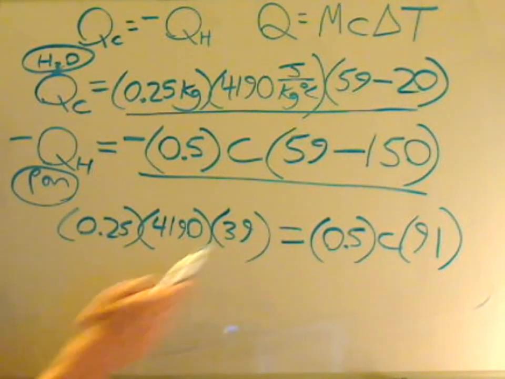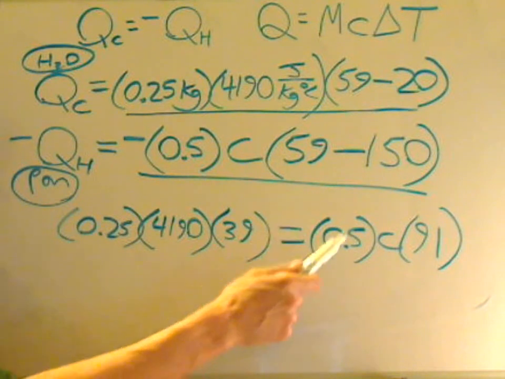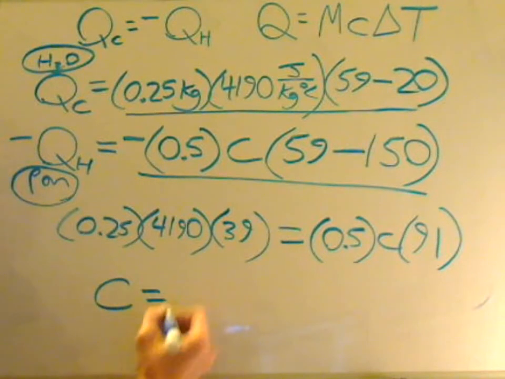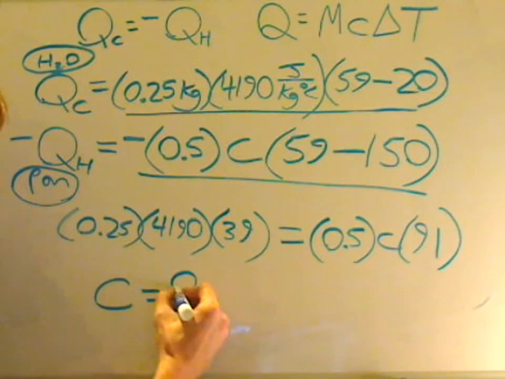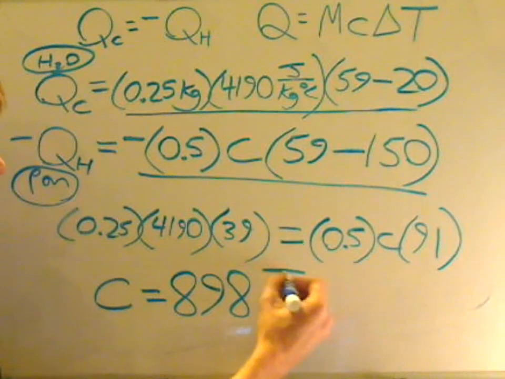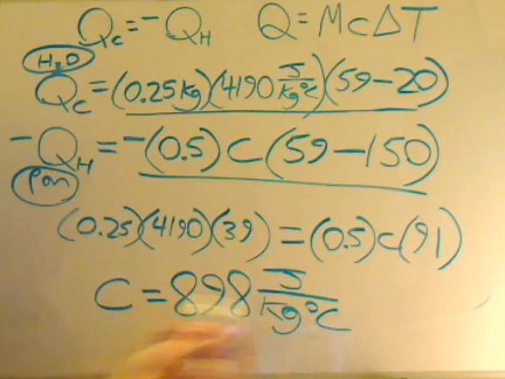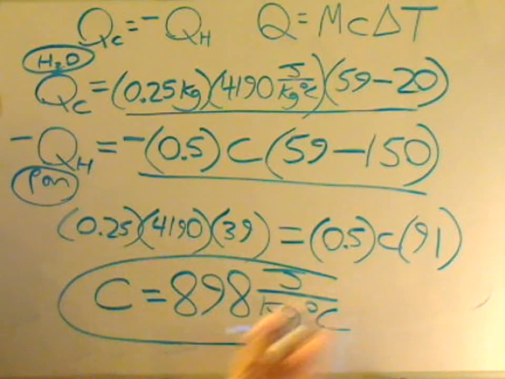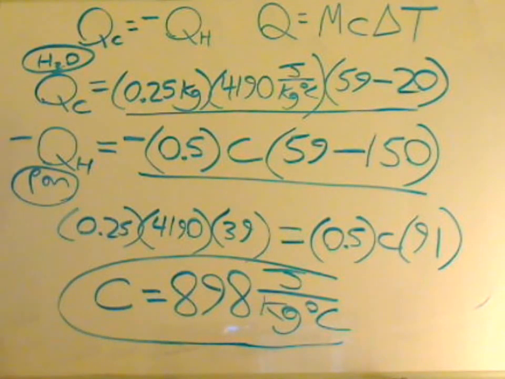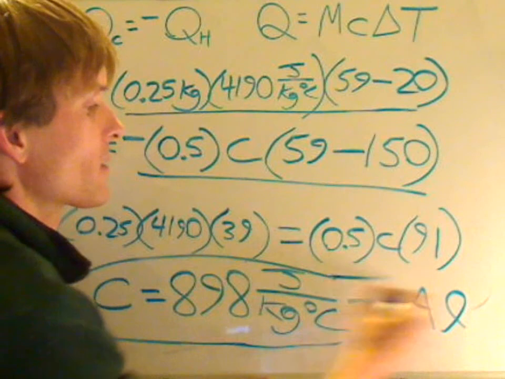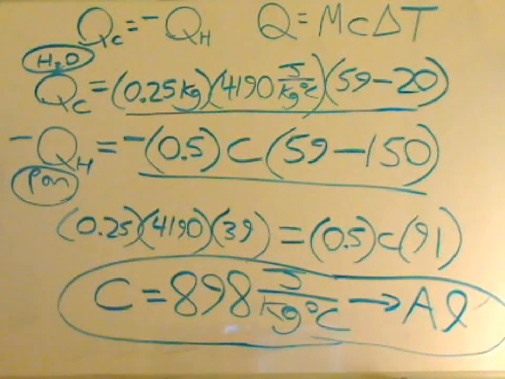So it's a simple algebra problem now. We multiply these, divide by 0.5, divide by 91, and we get the specific heat of our pan. It's 898 joules per kilogram degrees Celsius are the units, or Kelvin, joules per kilogram Kelvin. And when you look in your textbook, in the specific heat table, you'll see that within a fraction of a percent, that's the specific heat of aluminum. So this pan then is made out of aluminum.